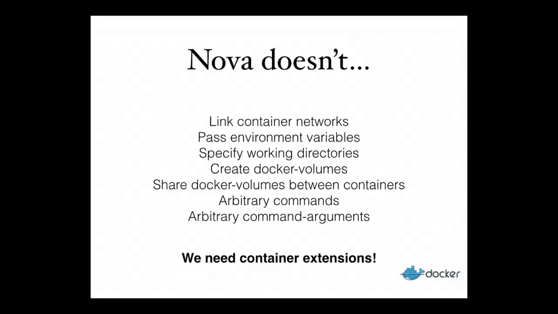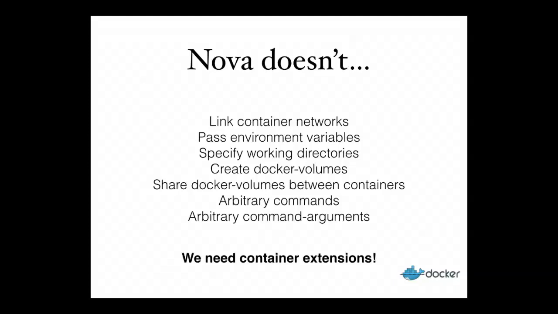These are the things that Nova doesn't do, right? So we are saying that Heat is a better model for using Docker because we don't have container extensions yet in Nova. Nova doesn't yet do the things that make containers really awesome. Linking container networks is kind of present through security groups, but we can't pass environment variables to the containers. So we can't say we're going to launch a process in a container and give it an environment, right?